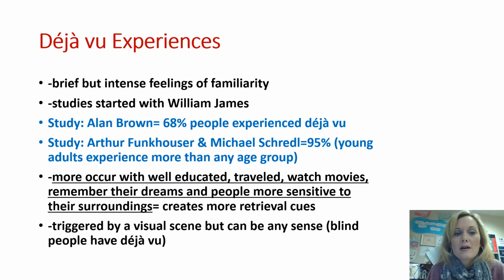Okay. Deja vu is really interesting. I think a lot of you have questions on this, like why is it ESP, that kind of thing, and how psychology explained it. It was really about it being a memory issue. It's a brief familiarity we have. It was studied by William James. Alan Brown did a study and said 68% of people get deja vu, and younger people were seeing 95%. It tends to be people who travel, are well educated, remember their dreams, and are more sensitive to their surroundings.